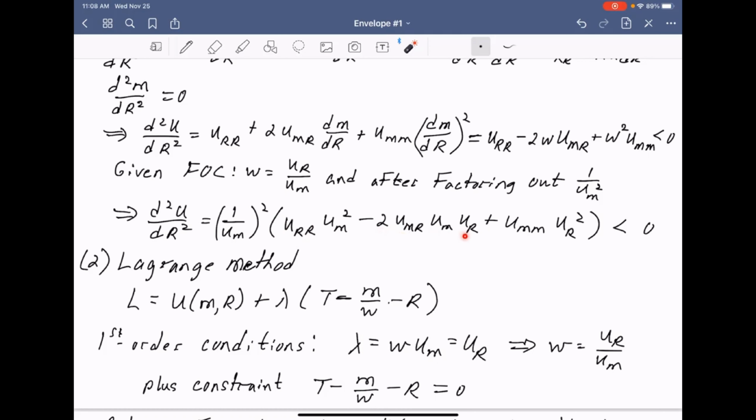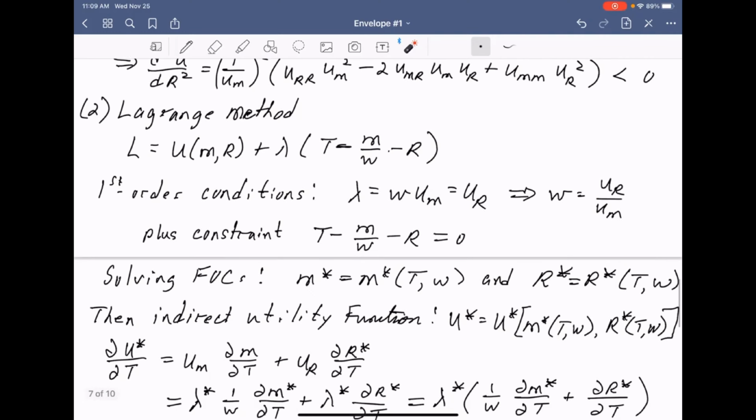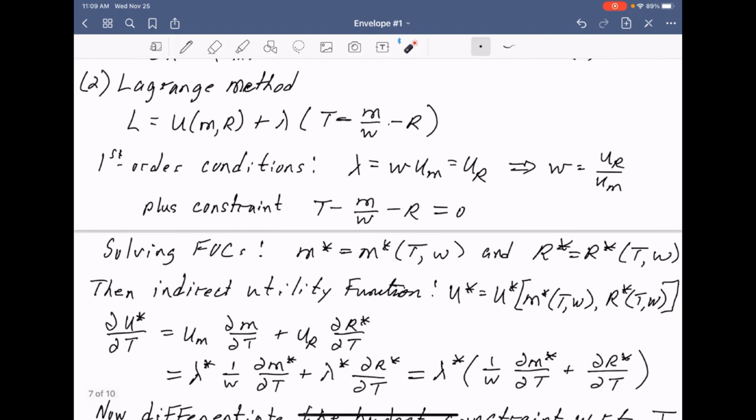But we don't know what this expression is going to look like. So these terms are likely negative, but we're not sure if this term is negative or positive once we work it out. And that's going to determine whether or not the second order conditions hold. Now, the second approach to solving this problem is to set up a Lagrangian as follows.